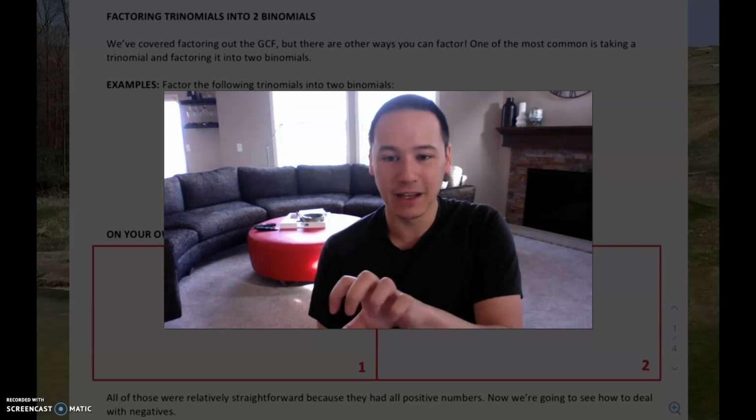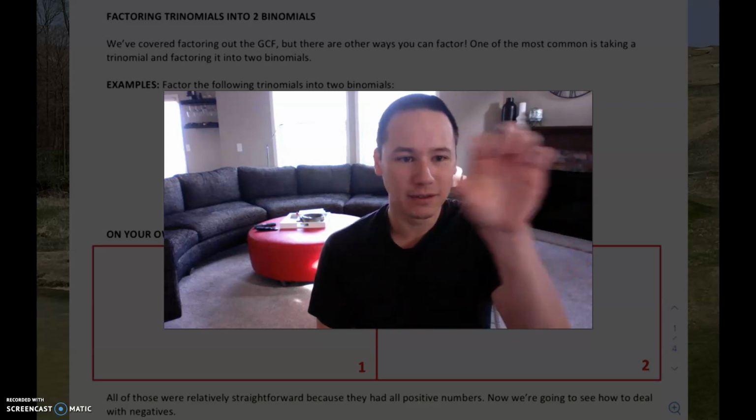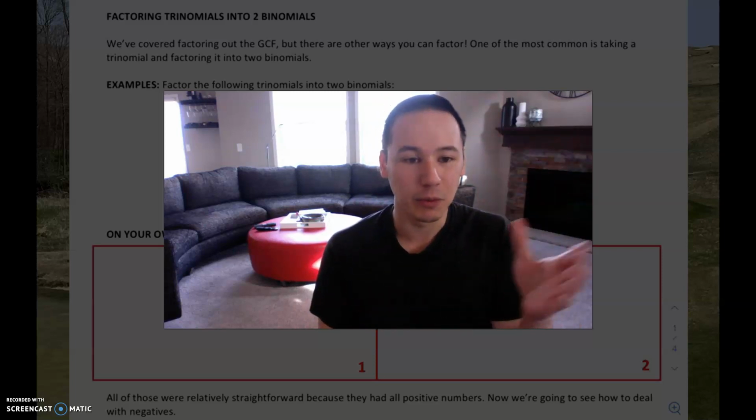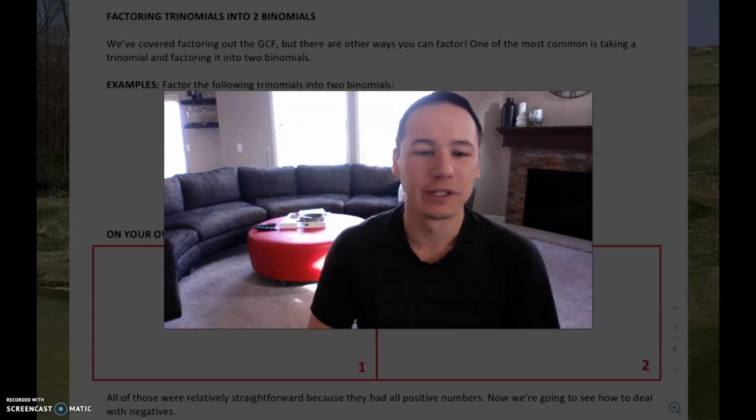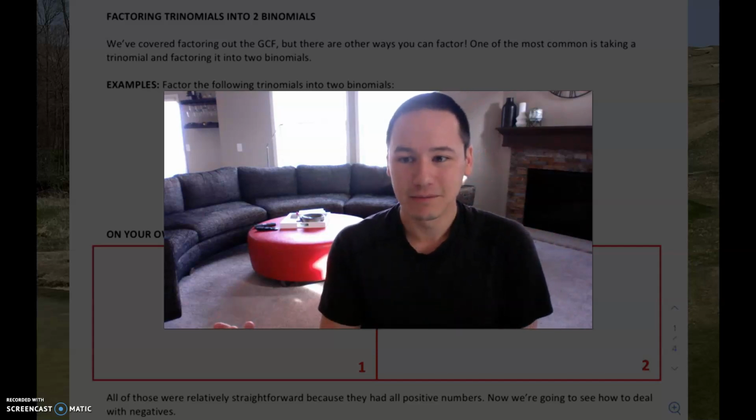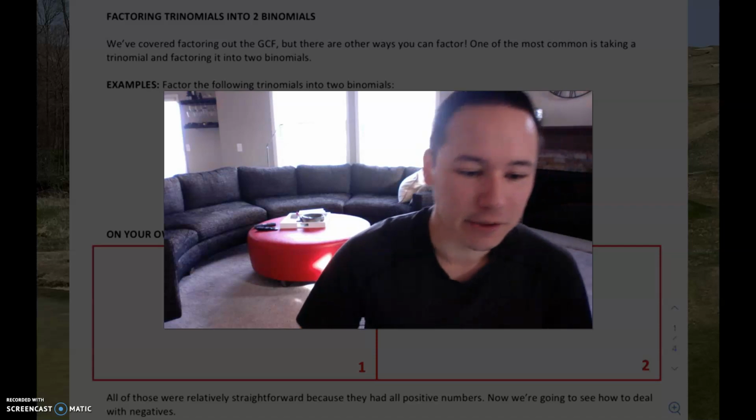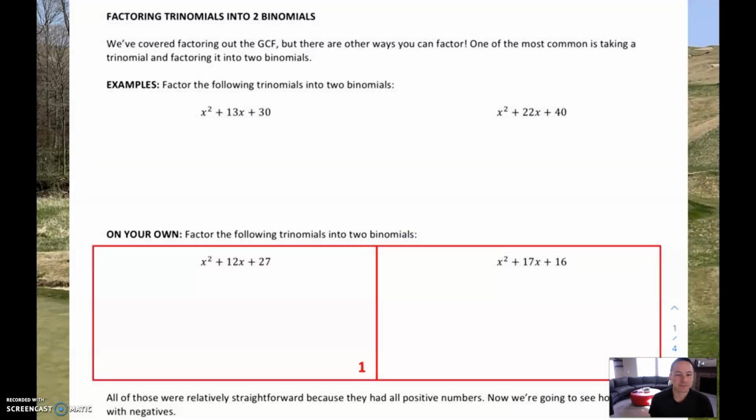What we're going to be doing is we're going to go backwards. We're taking that final answer and figuring out what the 2 sides of the box should be, or what those 2 binomials are going to be. And that's a process called factoring. So let's go ahead and get started with factoring.